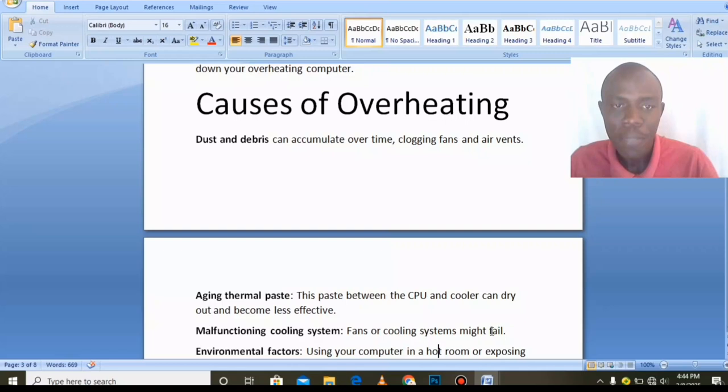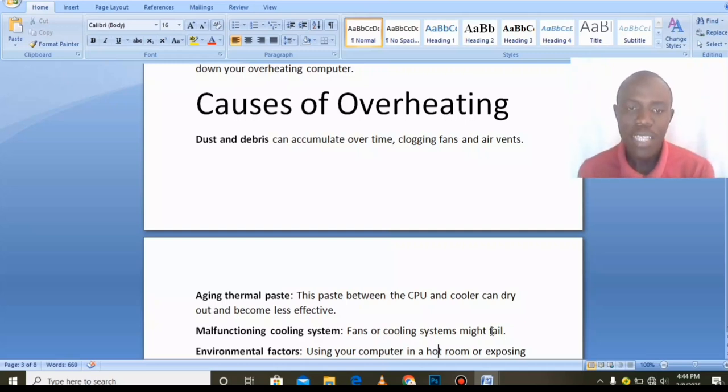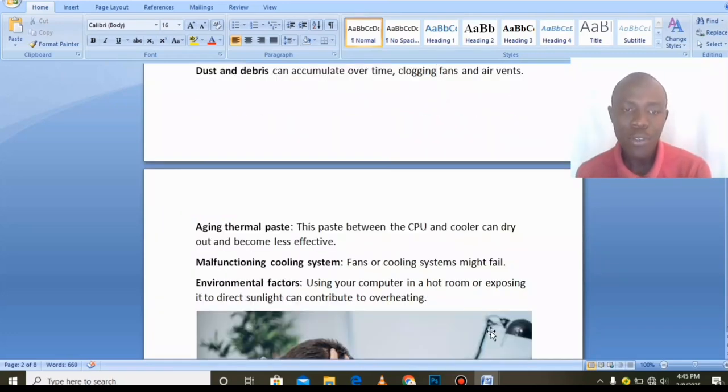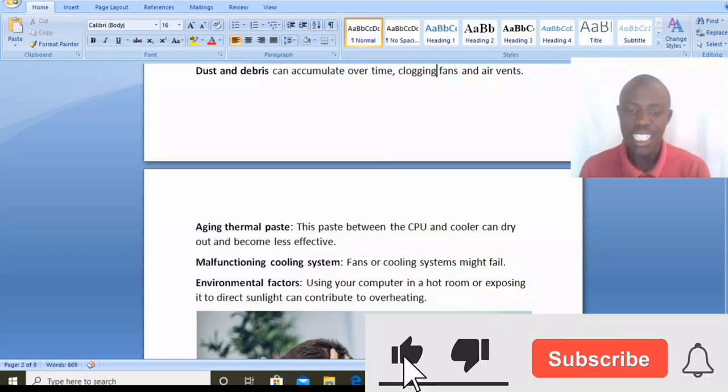Dust and debris can accumulate over time, clogging fans and air vents. Then aging thermal paste: this paste between the CPU and the cooler can dry out and become less effective, meaning that you need to add another one. Malfunctioning cooling fans: fans or cooling systems might fail. Then we have environmental factors. Using your computer in a hot room or exposing it to direct sunlight can contribute to overheating.